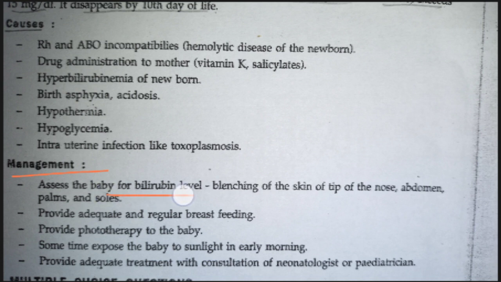We will first assess how much bilirubin is present in the baby's body, and we will do a physical assessment like what is the skin color, eye color, and where the yellow discoloration is more. We will check like that, and then the treatment is very basic: breastfeeding, phototherapy, and sunlight. That's enough and the baby will get cured. If there are any other complications, we will recommend a pediatrician.